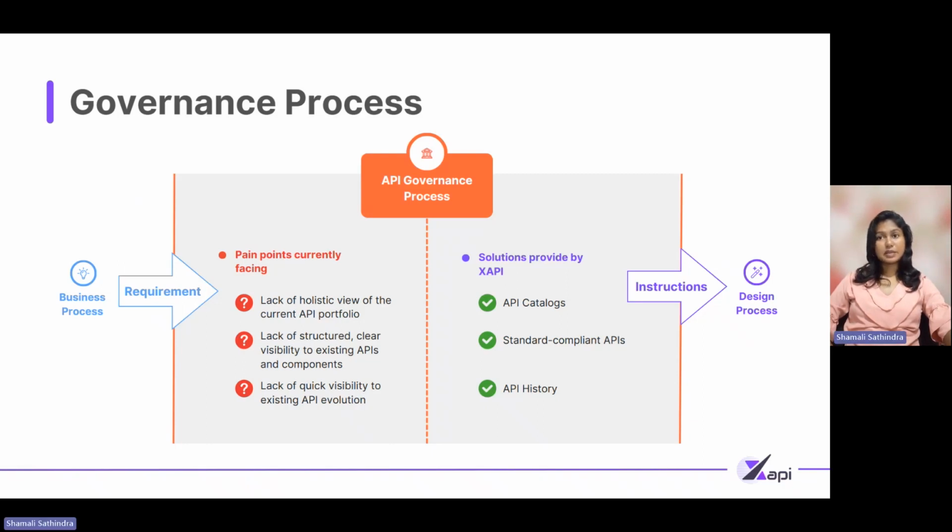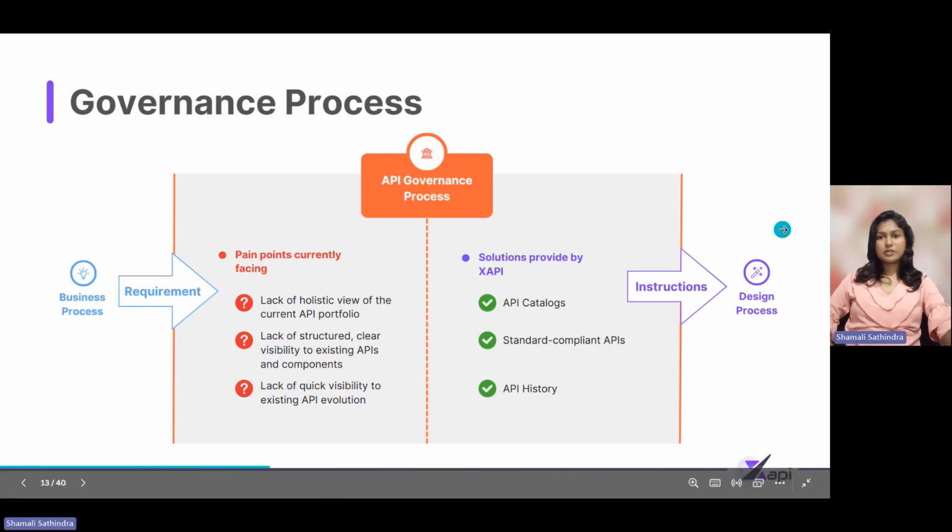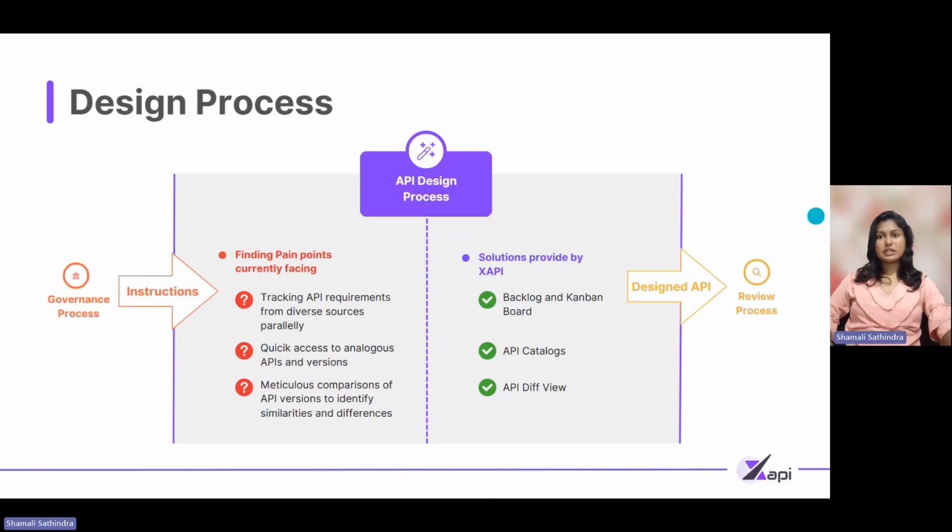As APIs created in XAPI will comply with standards like OpenAPI, it would be much easier for the governance team to efficiently identify components that are relevant to new API requirements. And also the API history view: the history view will give quick access to learn how those APIs evolved over time. So these cool XAPI features will enable the governance team to effectively and efficiently analyze the new requirements, prioritize them, and move them to the design team. So next we can have a look at the process of the design team.